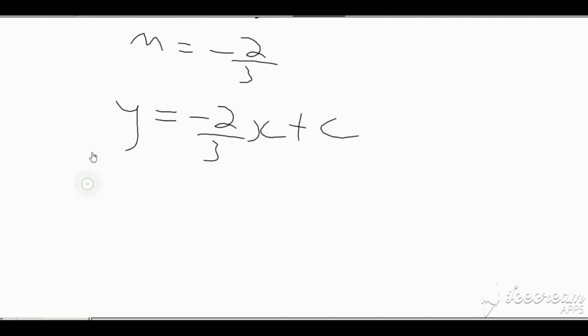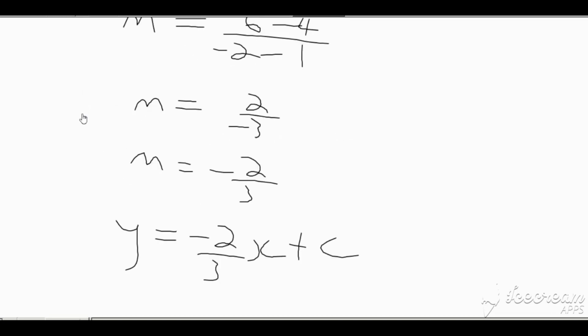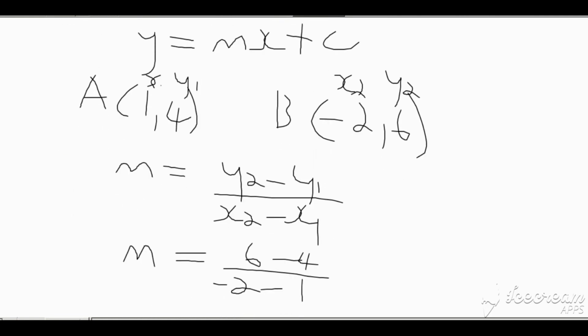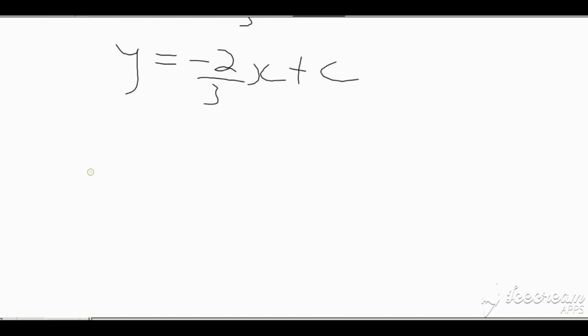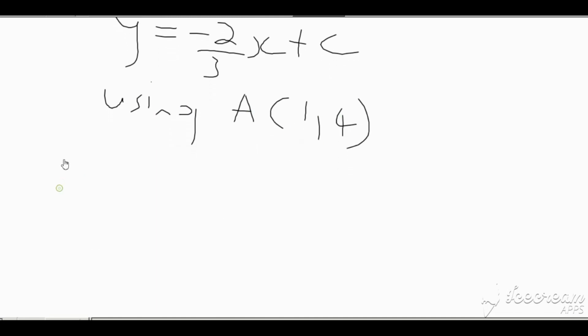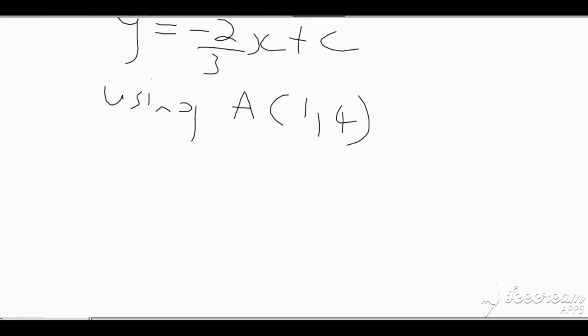Now clearly you see what my problem is. I need to know what the c value is. But that is not a problem because we have two sets of coordinates for x and y. I can choose to use whichever one I want, A or B, to find that c value. I'm going to use A, which we know to be (1, 4). What does this mean? It means that when x is 1, y is 4. So I'm going to have 4 equals negative 2/3 times 1 plus c.